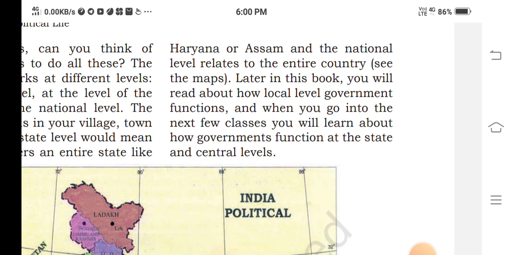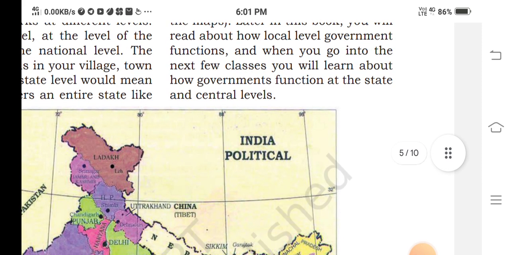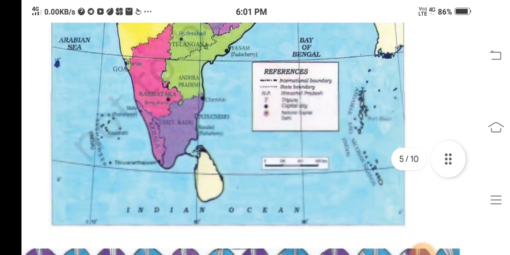Later in this book, you will read about how local level government functions, and in the next few classes you will learn about how government functions at the state and central level.